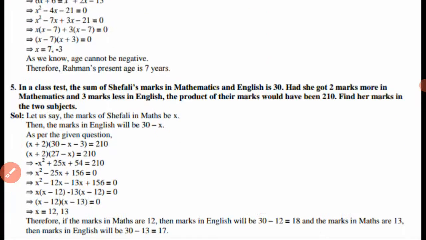Now similarly in question number 5 also: in a class test, the sum of Shefali's marks in mathematics and English is 30. Had she got 2 marks more in mathematics and 3 marks less in English, the product of their marks would have been 210. Then find the marks in the 2 subjects.